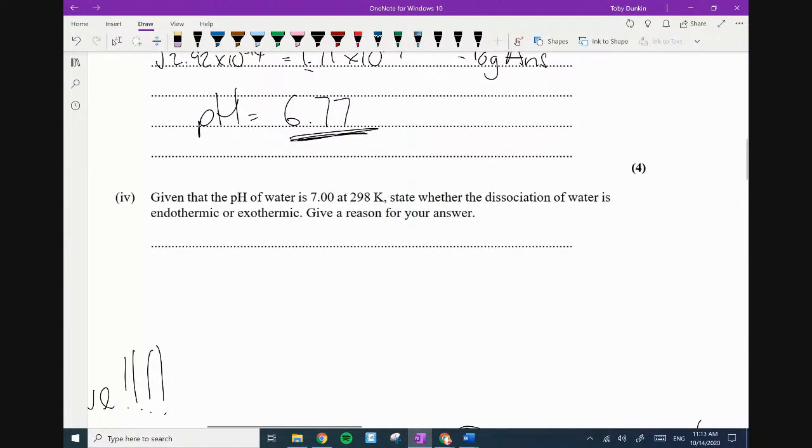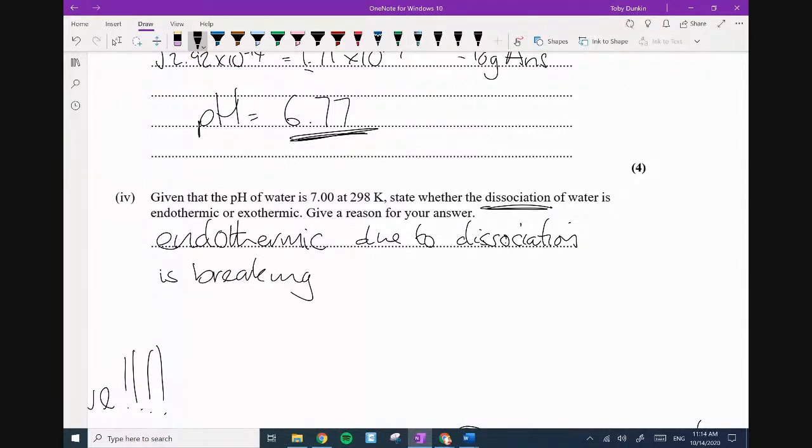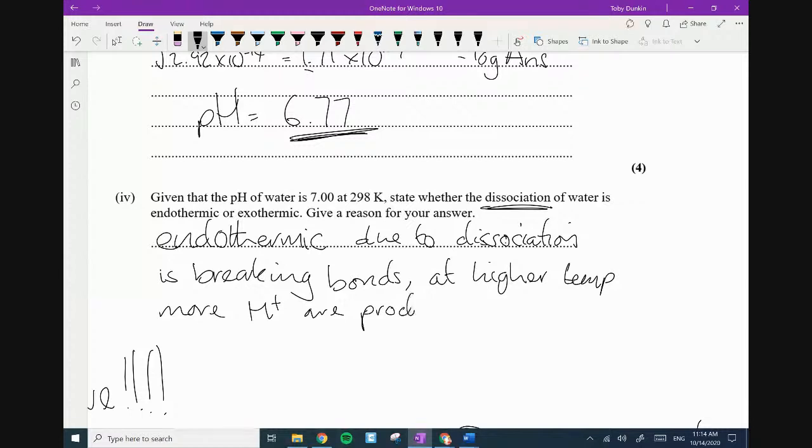Cool. Next. Given that the pH of water is this, state whether dissociation is endothermic or exothermic. Give the reason. Right, dissociation. It's going to be endothermic because we're breaking bonds. Endothermic due to dissociation, which is breaking bonds. By the way, they also want us to use the previous answer. So I'm going to add in a second point, which says at higher temperature, more H+ ions are produced, so it must be endothermic. It's the endothermic song.